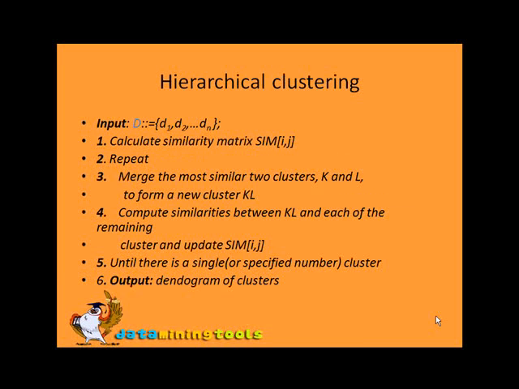Now let's understand hierarchical clustering. Suppose D is the input set, then calculate the similarity matrix. Repeat this: merge the most similar two clusters K and L to form a new cluster KL. Then compute similarities between KL and each of the remaining clusters and go on updating the similarity matrix. Keep continuing this until there is a single cluster left. So the output will be a dendrogram of clusters.